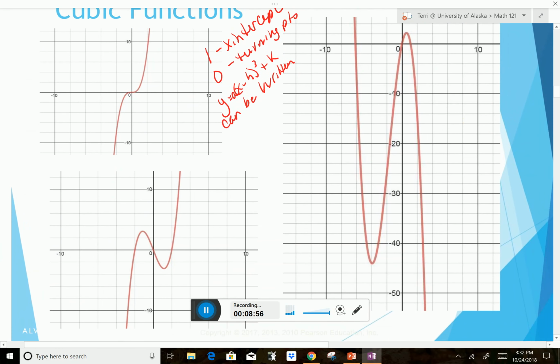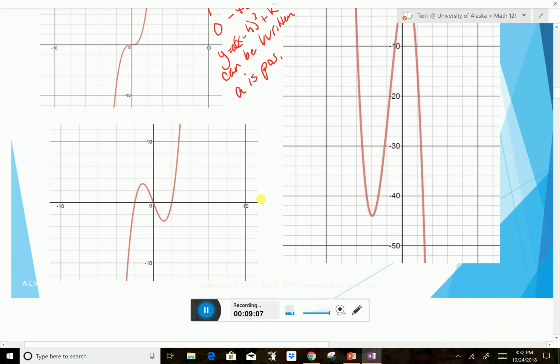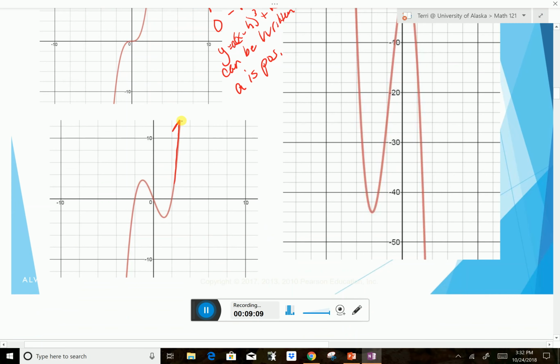Now let's look at this one. And also, since we're going up, our end behavior goes up, and on the right side, a is positive. Now looking at this one, again, end behavior, a is positive. Can this one be written in this format?